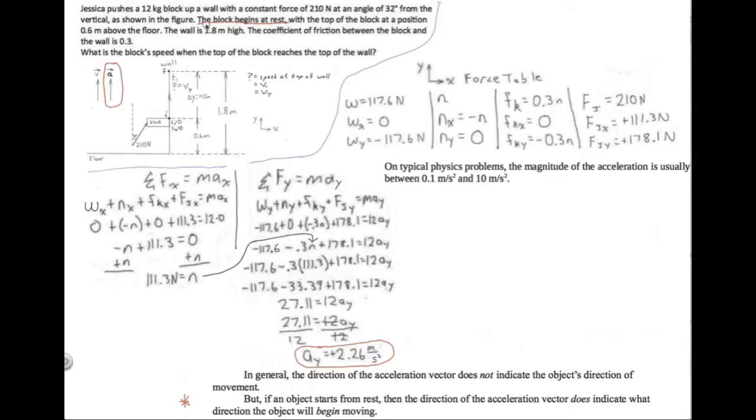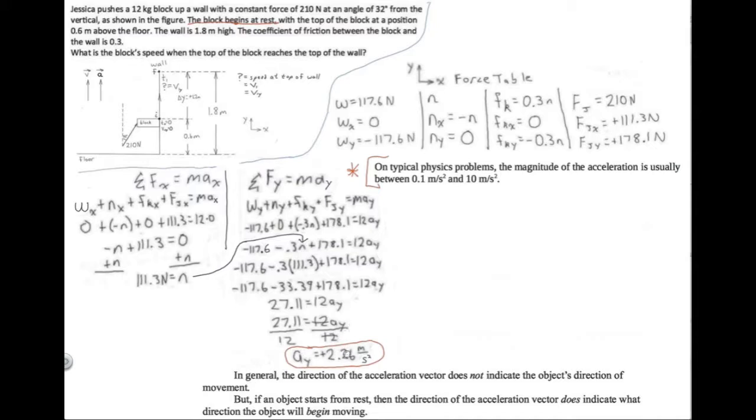Well, we know that the block begins at rest and then begins moving upwards. In order for the block to begin at rest and then begin moving upwards, the acceleration must point up. So yes, it does make sense that the acceleration points up. It makes sense that a sub y is positive. Does the magnitude of this result make sense? Well, this magnitude is inside the typical range, between 0.1 and 10 meters per second squared for acceleration. So in that sense, this result does seem reasonable.